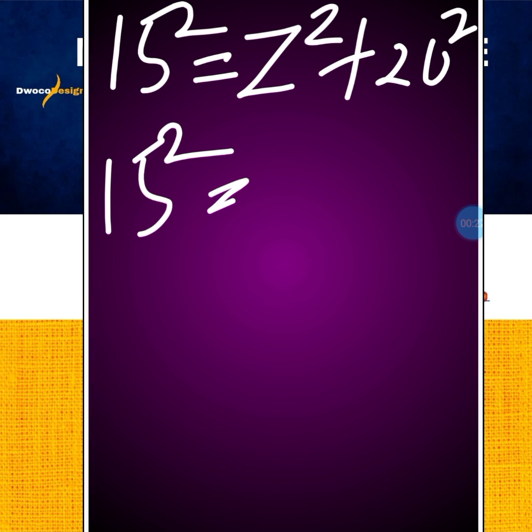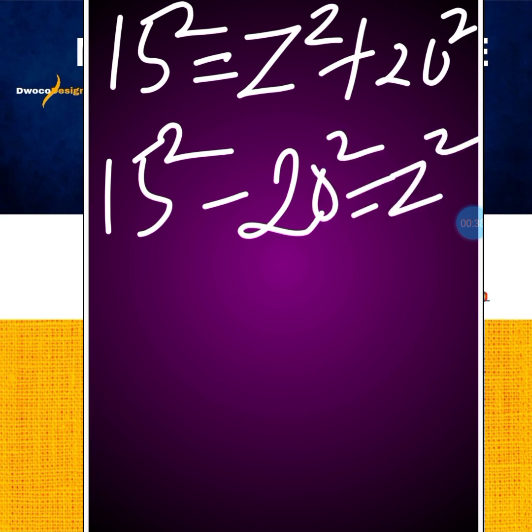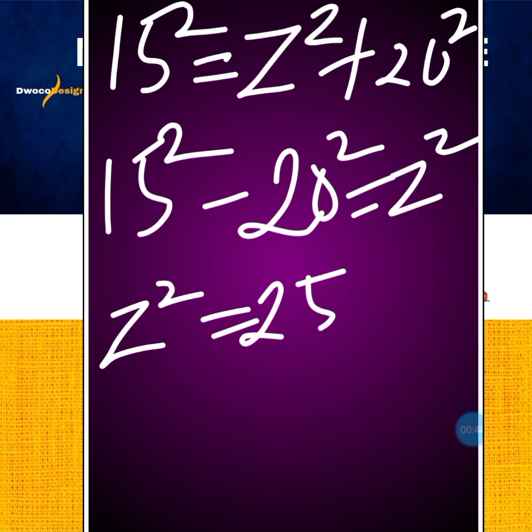As long as you know what you are doing, apply the principle and you are good to go. Is that okay? So what we have is 15 squared minus 20 squared, which will be equal to our z squared here. Exactly. So making this simple formula, z squared now equals, we're going to have 15 squared as 225. Now let me show you how you can get to that.